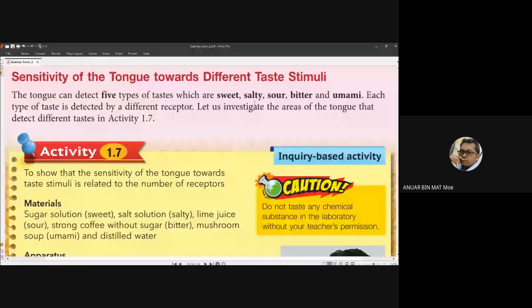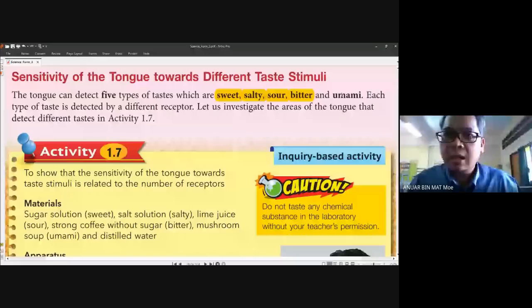Okay, next one, sensitivity of tongue. Ini lidah. The sensitivity of the tongue toward different taste stimuli. How many types of taste? Ini kamu kena ingat. They are sweet, salty, sour, bitter, and umami. These are the stimuli that our tongue uses to taste.